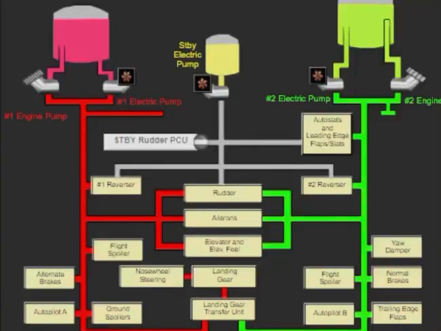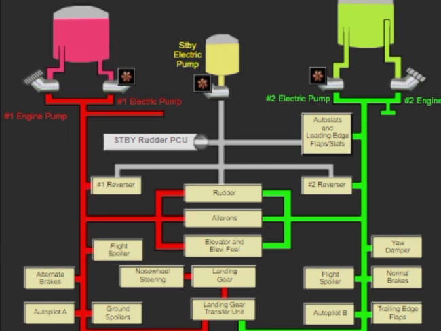Based on the non-normal checklist, the position of the switch should be moved from the guarded position to the standby rudder position. Now we lose the hydraulic pressure to the primary flight controls. As we discussed before, we have the standby hydraulic system available to move the rudder.